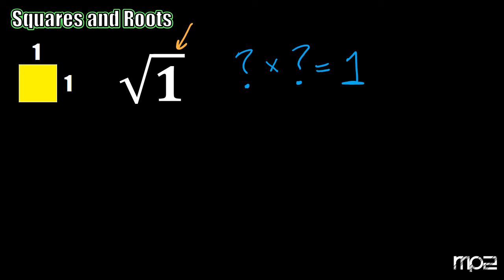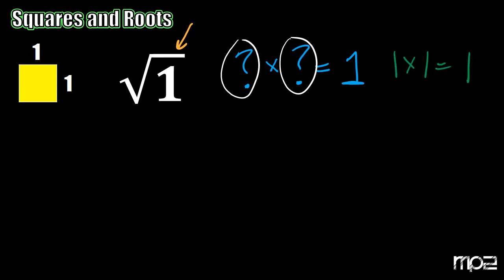And we notice that both of these numbers have to be exactly the same. And so I can say that, of course, it's obviously 1 times 1 equaling 1. So if I ask the question, what is the square root of 1? I'm just looking for one side length of the square. So I'm identifying just one side length of the square is going to be the square root. So I'll say that the square root of 1 is equal to 1.